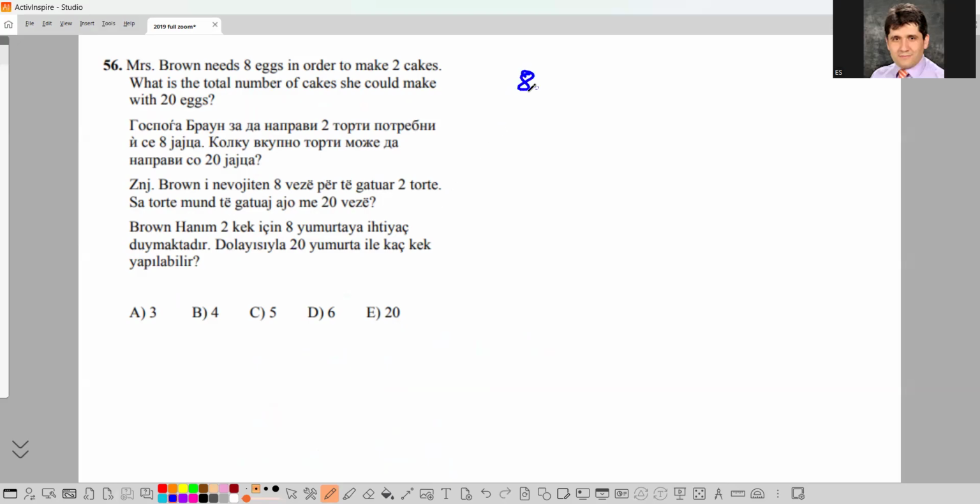Well, 8 eggs over 2 cakes, simple ratio, is the same as 20 eggs over x cakes. So a simple ratio. Now we can cross multiply. 8x is 40, x is 40 over 8, that's 5. So we can make 5 cakes.